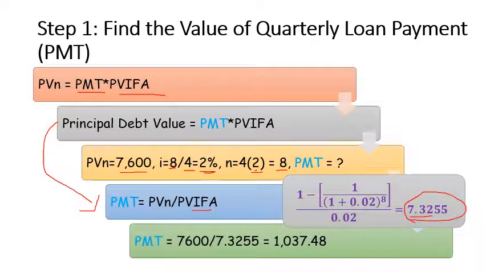So we will divide 7,600 over 7.3255. We will get 1,037 Egyptian pounds. This means what? This means the borrower will repay the principal of 7,600 plus the interest by paying an equal quarterly amount of 1,037 Egyptian pounds over the next 2 years, or over 8 payments.